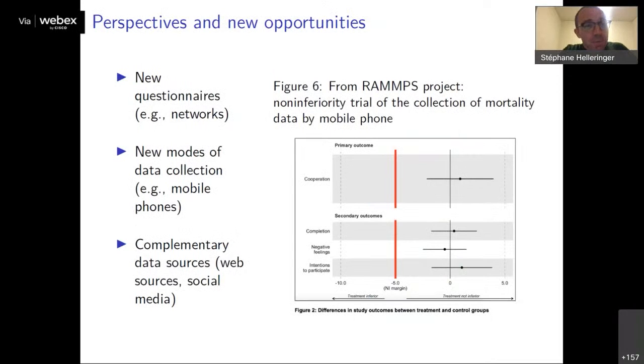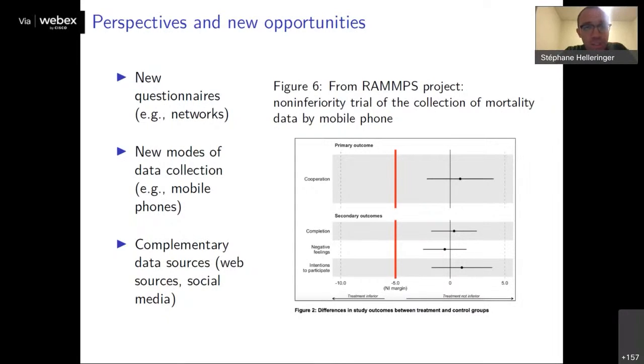So finally, as part of this working group, we're also considering what might be some perspective and new opportunities to collect survey data and census and strengthen census data in different ways. So beyond this initial set of recommendations that would target the short term and the immediately upcoming censuses and surveys, this pertains to new questionnaires, for example, collecting data on networks, as some presentations in this session will cover.